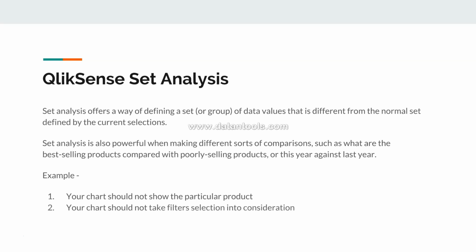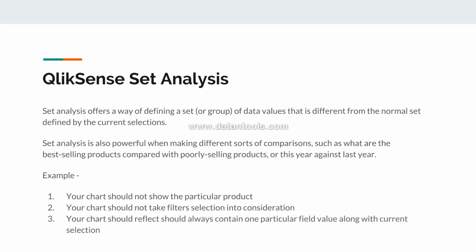Similarly, your chart should not take some filter selections into consideration. Whatever filters you are using to make changes in the charts, say you have 5 charts on the front end, you want 4 charts to take the filter selection into consideration, but not one particular chart, because you want to show the entire picture compared to how you are making a selection and how the values are changing in the chart. If that is the scenario, you can achieve it with set analysis.